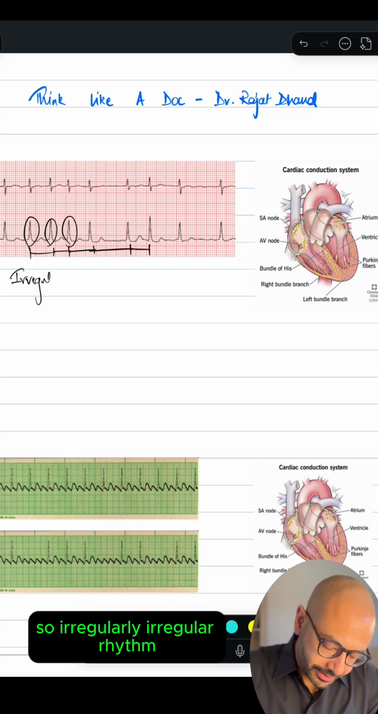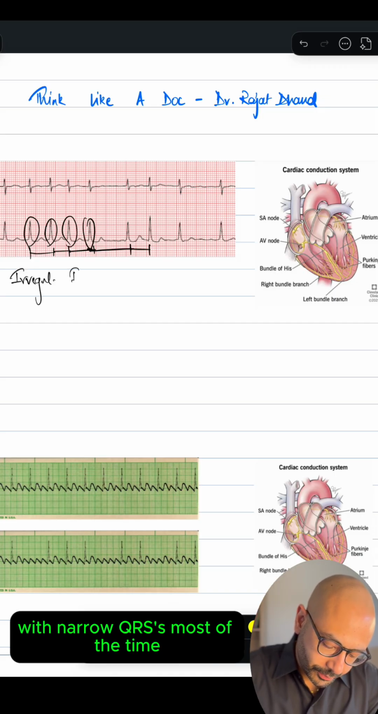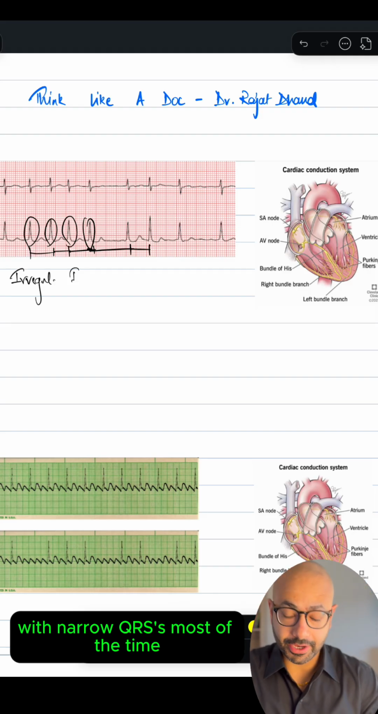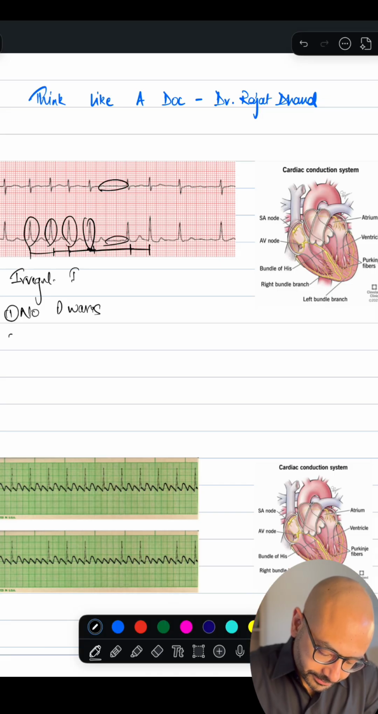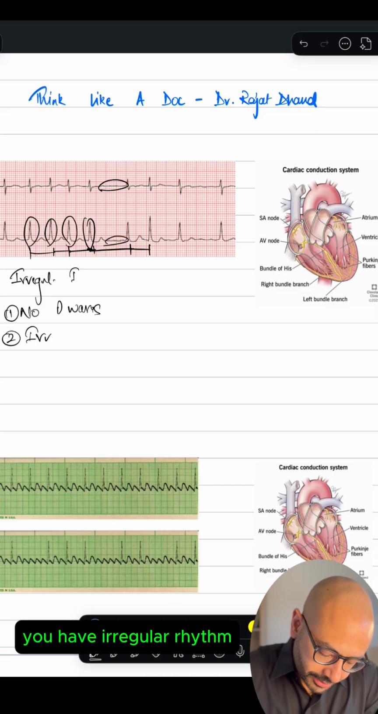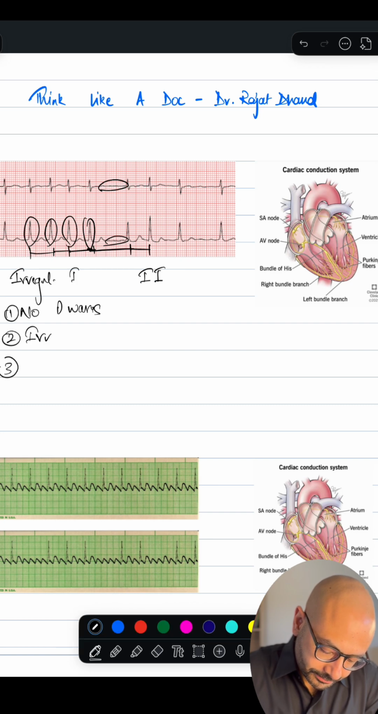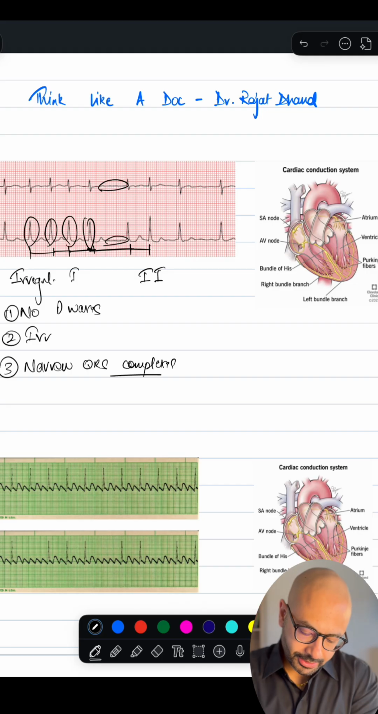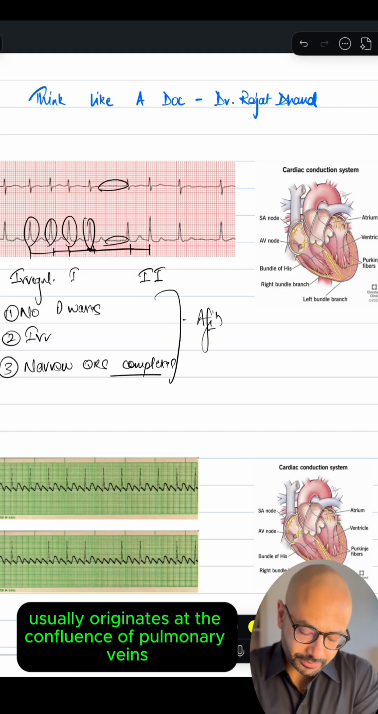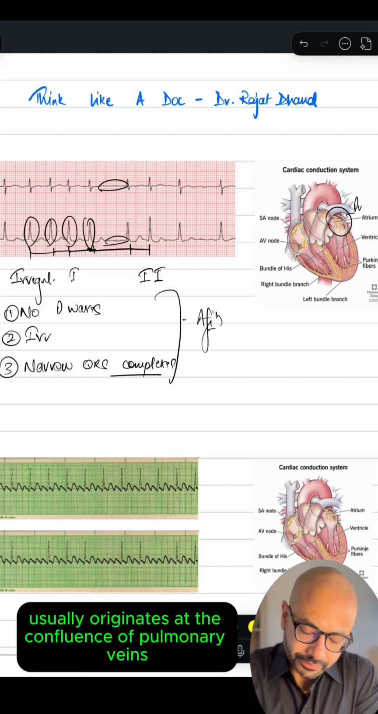So, an irregularly irregular rhythm with narrow QRSs most of the time and no P waves. You can't see any obvious P waves. You have an irregular rhythm with narrow QRSs. Atrial fibrillation usually originates at the confluence of the pulmonary veins.